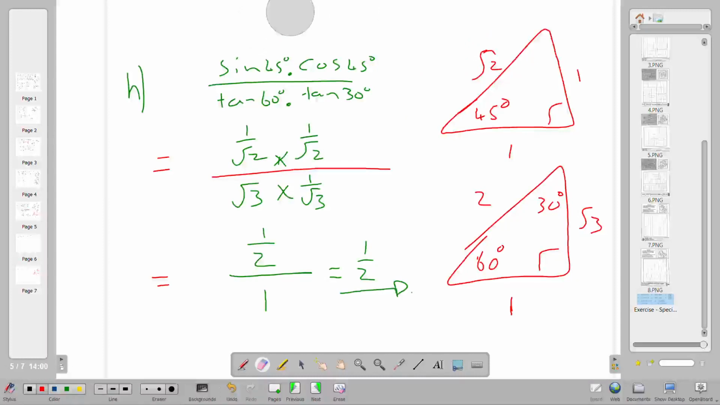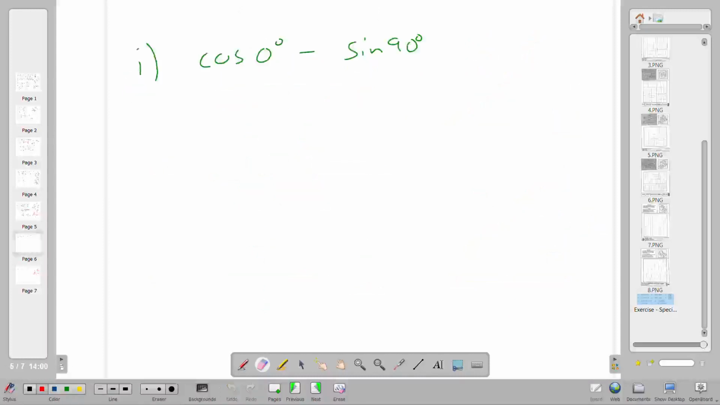Okay, let's just do 1 or 2 more. Okay, this is the second last one. Alright, so I'll give you another thing that you can go and learn, but you'll learn on this diagram, the little diagram that we have, that cos 0 is always equal to 1. Sine 90 is always equal to 1. So the answer here is 0. I'll send that through as well for the work.